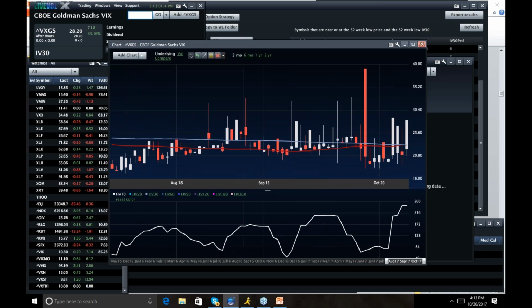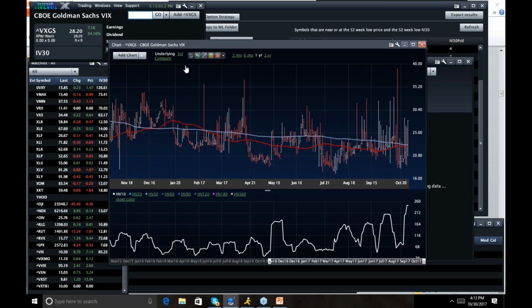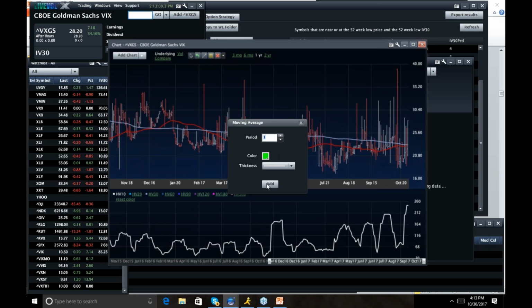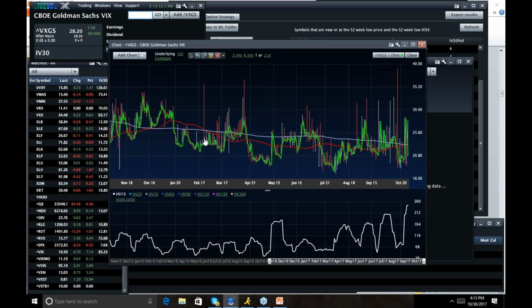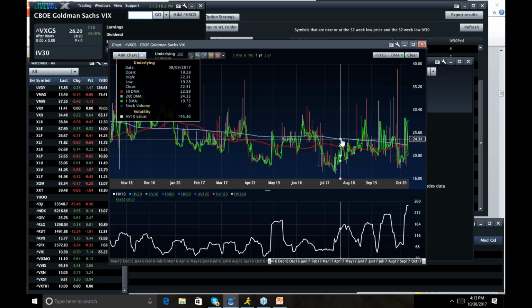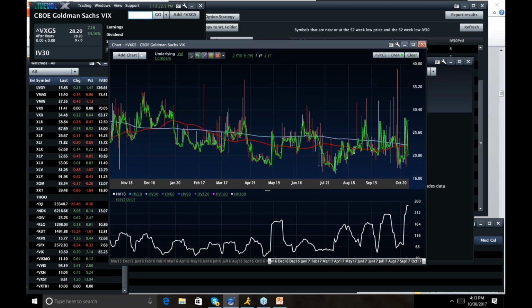And you can see it's been a mover. Now, if I want to add a moving average, to get a really good view of what this looks like, there's the moving average. The one-day moving average. This is the stock chart of it in green. But you can see it makes some wild moves.